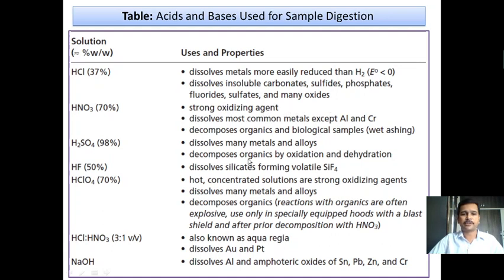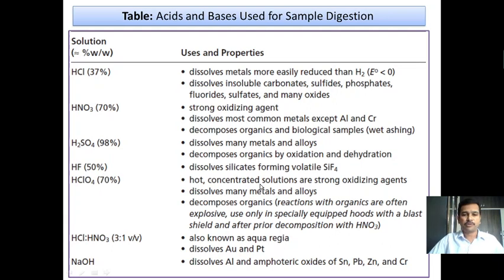So these are the analytes. These are the properties of the analytes when they are treated with HCl during the digestion step. Similarly, HNO3, which can act as an oxidizing agent, will dissolve most common metals except aluminum and chromium. And even organics and biological samples will be decomposed in nitric acid. Even sulfuric acid will be used to dissolve metals and alloys, and for the decomposition of organics by oxidation and dehydration.